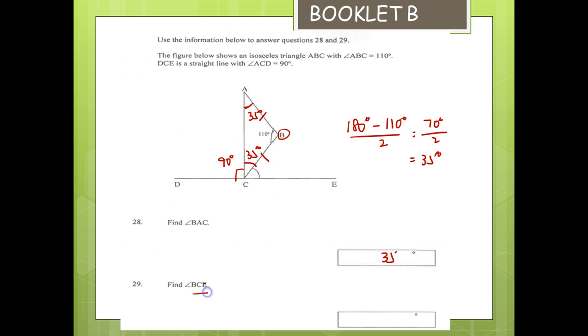So next find angle BCD. BCD is 180 minus 90 minus 35. The answer is 55 degree.